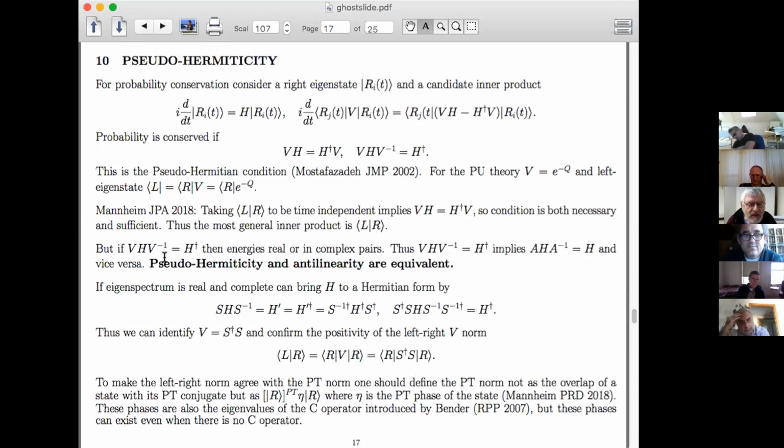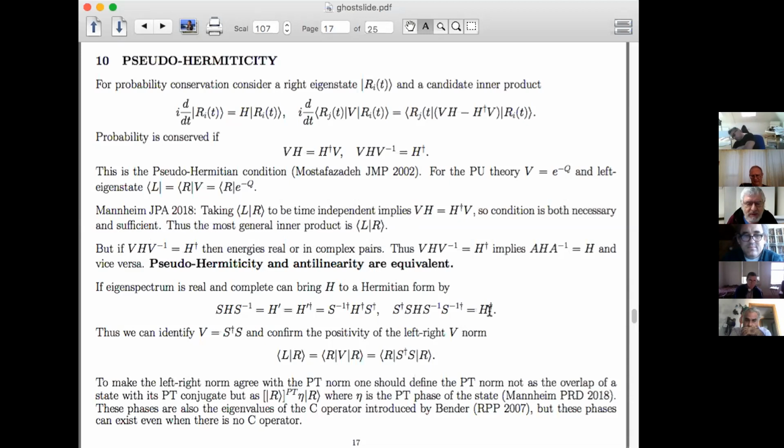However, if V and H dagger are related by a similarity transformation, then they have the same energy eigenvalues. And therefore the energies of H and the energies of H dagger are the same, so the energies are either real or in complex conjugate pairs. But that's exactly what we just got a moment ago with antilinear symmetry. So pseudo-hermiticity and antilinearity are the same, and either one of them will do the job.